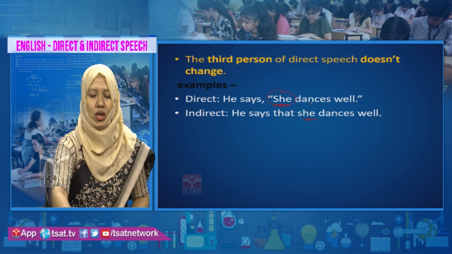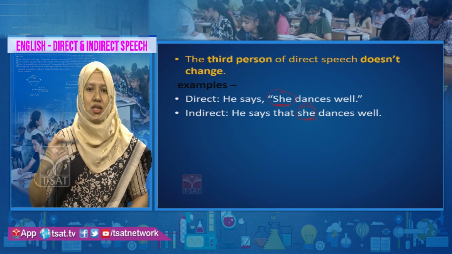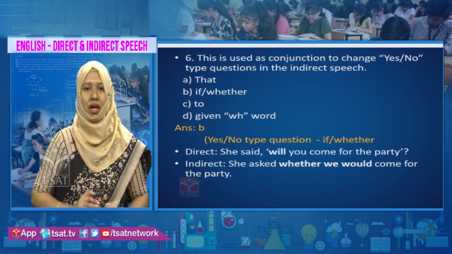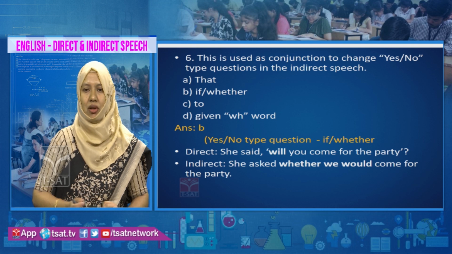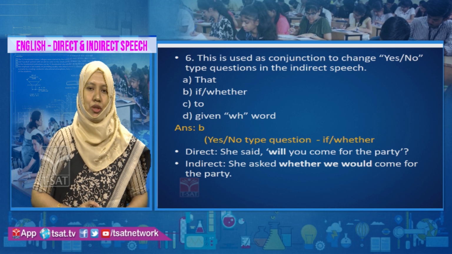Same, pronoun is not changed. So, in third person, the pronouns are not changed, they remain the same. Next question. This is used as conjunction to change yes or no type of questions in the indirect speech. Remember, we have discussed yes or no questions earlier in this episode.